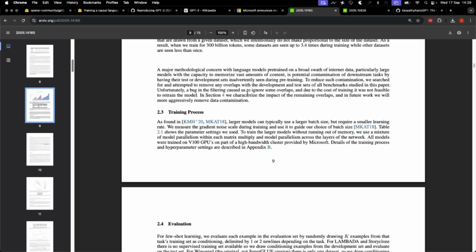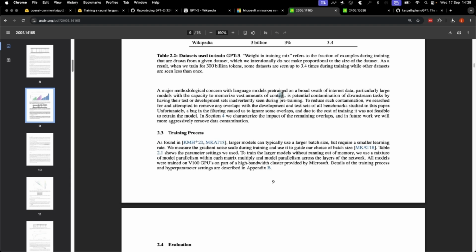That's one interesting thing. They tried to address potential data contamination of downstream tasks. Their effort was to remove the overlaps between the training data and the development and test sets. However, due to a bug in the filtering process, not all the overlaps were removed. They admit that because the training cost is so high, it's not feasible to retrain the model. All of this just demonstrates the huge cost of training a large language model.